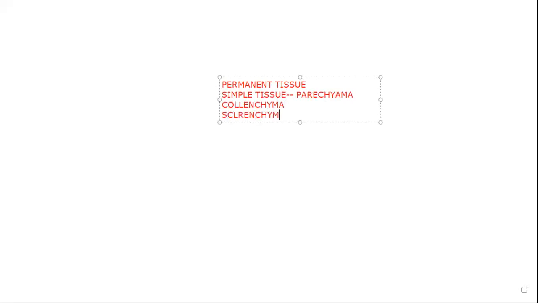Simple tissues are homogeneous in nature and composed of structurally and functionally similar cells. They may be Parenchyma, Collenchyma and Sclerenchyma. These three are the common simple tissues. First we are coming to the Parenchyma. See here, it's very important.